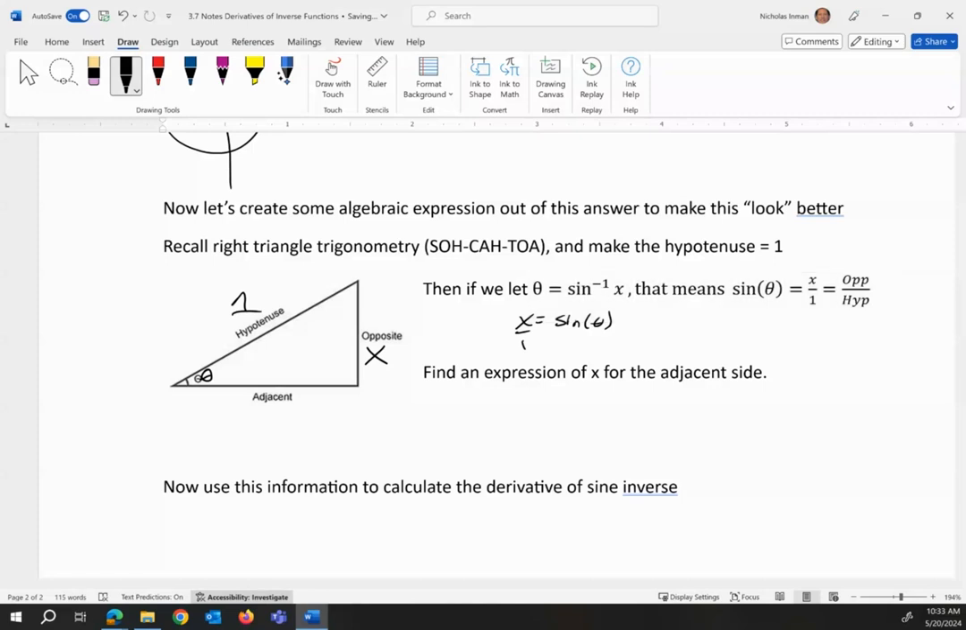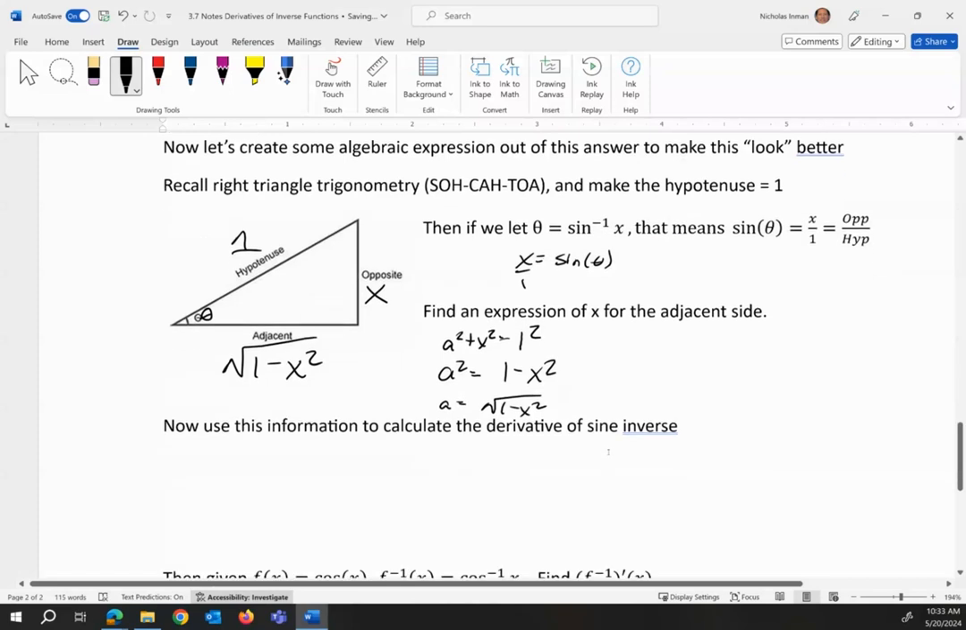Well, yeah, it's a right triangle, so I can do the Pythagorean theorem. A squared plus x squared equals 1 squared. So this side is 1 minus x squared, and then take the square root. Cool, I can do that.